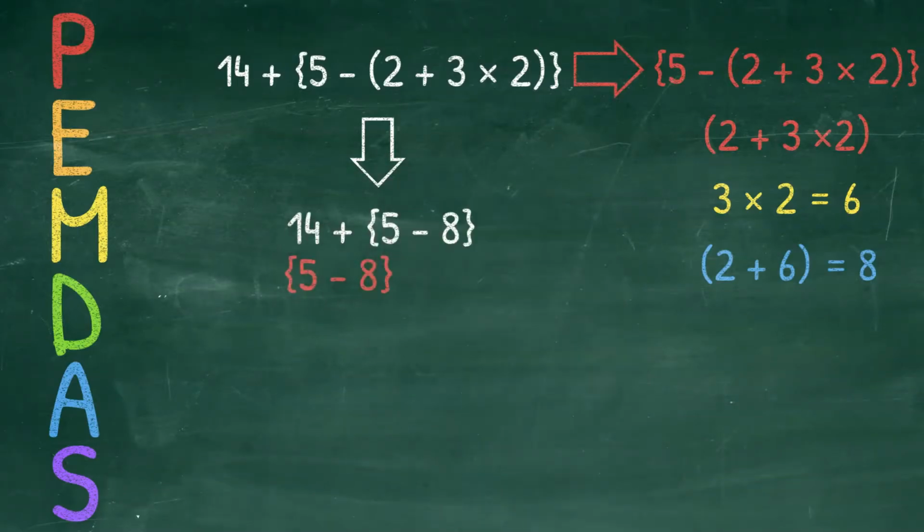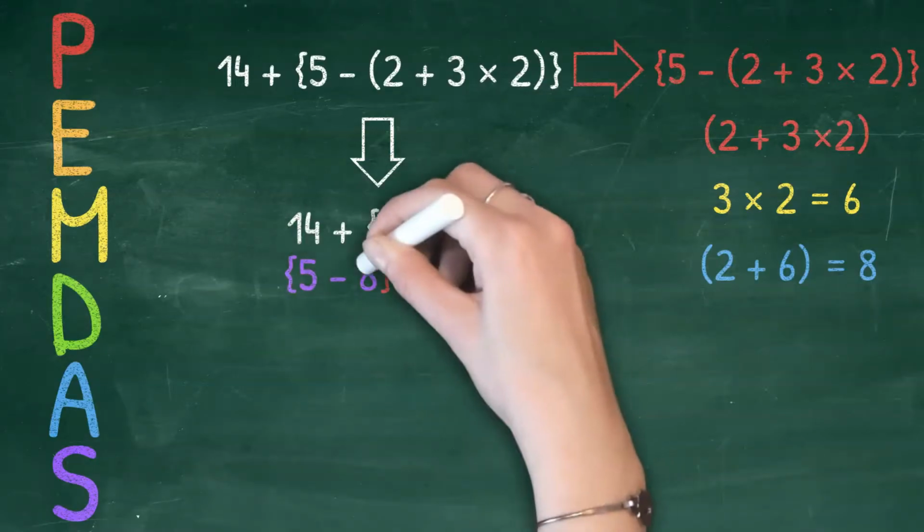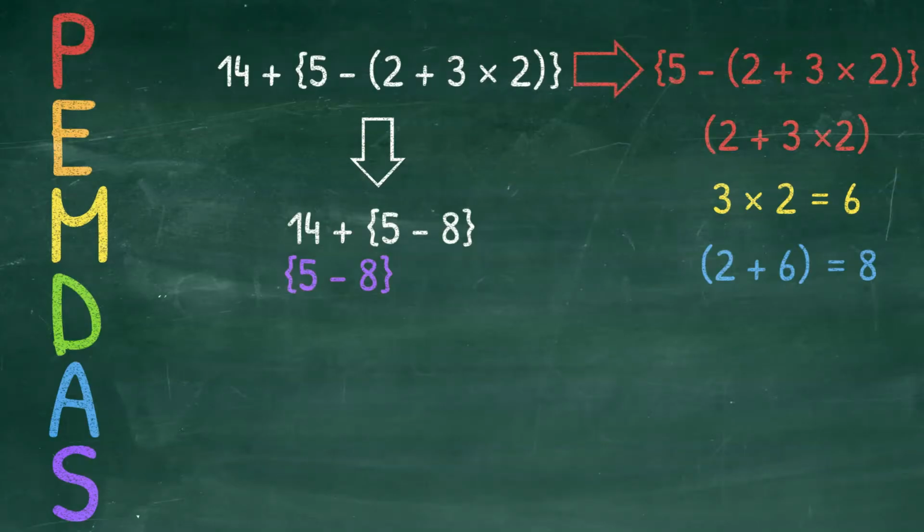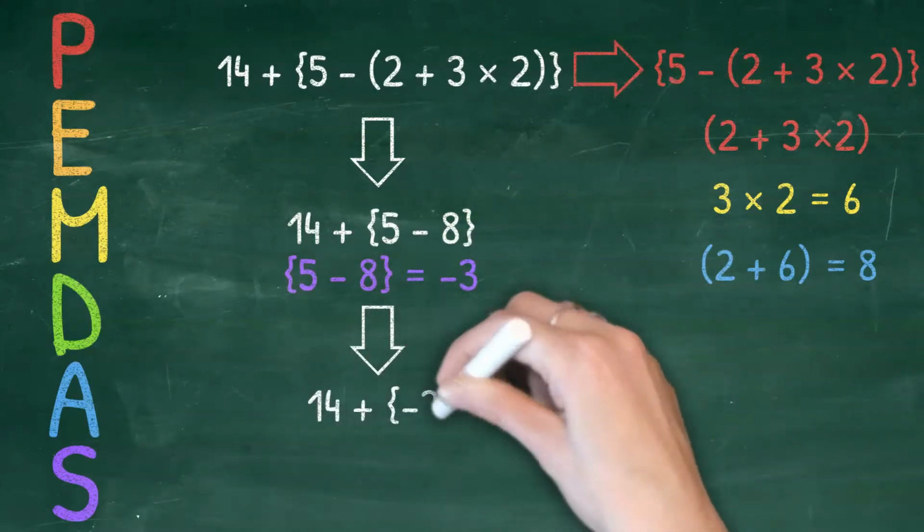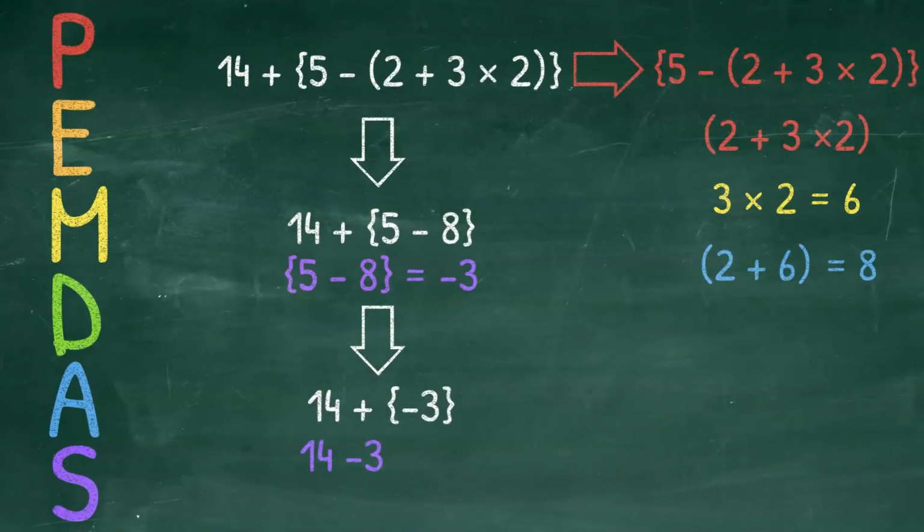Now that we've solved our parentheses, we can work outwards and look at the next grouping symbol. In braces, we have 5 minus 8. Once again, there's only one operation inside the group, so we'll go ahead and subtract 8 from 5 for a result of negative 3. Our final operation is 14 plus negative 3, or 14 minus 3. Following the order of operations, we've reached a final answer of 11.